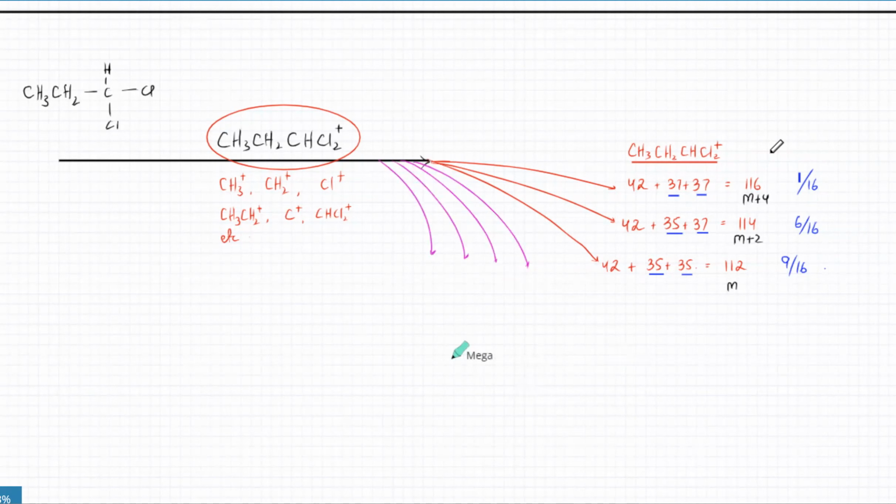So what will happen is that your mass spectrum would look like this. There's going to be an M peak, there's going to be an M plus 2 peak, and there's going to be an M plus 4 peak. That's the mass to charge ratio, or simply you can refer to it as mass. And that's the percentage abundance.